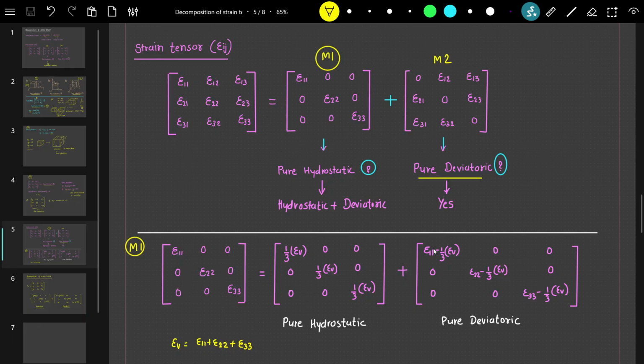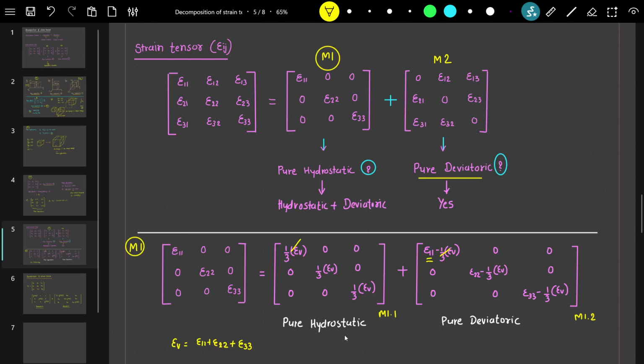If I combine these two matrices I get this, because one third of epsilon V plus epsilon 11 minus one third of epsilon V gets cancelled, and we get epsilon 11. Similarly for this component as well. So now we split M1 like this, let's call these M1.1 and M1.2.